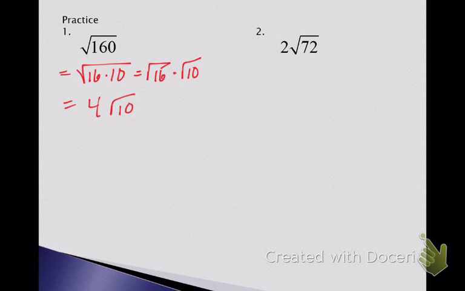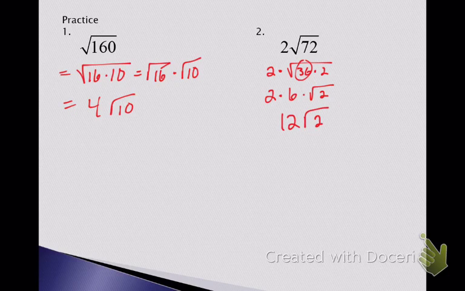Okay? And the same thing with the 72. We're going to rewrite this as 2 times the square root of 36 times 2. I'm going to shorten this a bit. We know the square root of 36 is 6. So this is going to turn into 2 times 6 times the square root of 2. 6 times 2 is 12. 12 square root of 2 is what we end up with when we simplify.